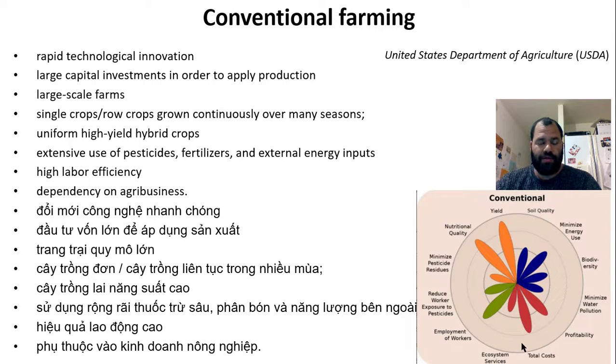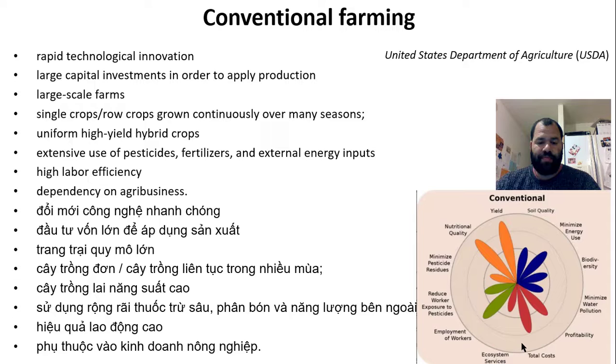First, it uses rapid technological innovations. Usually it requires large capital investments in order to apply production. It no longer uses family farms or small-scale farms, but rather large-scale farms, usually combining a lot of small farmers together. In most cases, it applies monoculture, which uses single crops that continuously grow over successive seasons. Most importantly, it uses high-yield hybrid crops.